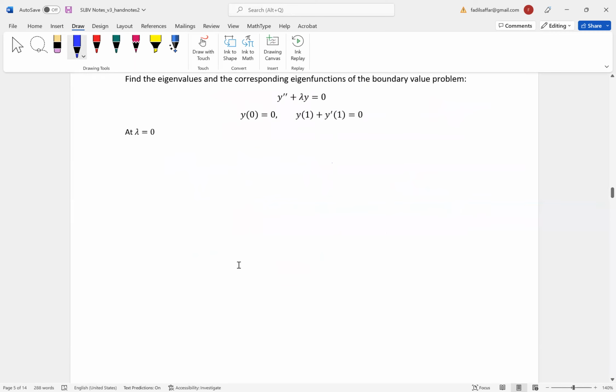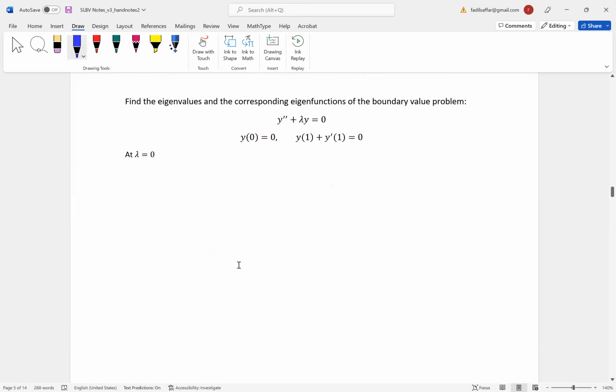Let's do another quick example and move on. So here's another example, and we basically have this differential equation with these two boundary conditions. And if we do the same thing, we will find that y equals, again, a times sine square root of lambda x plus b times cosine square root of lambda x.